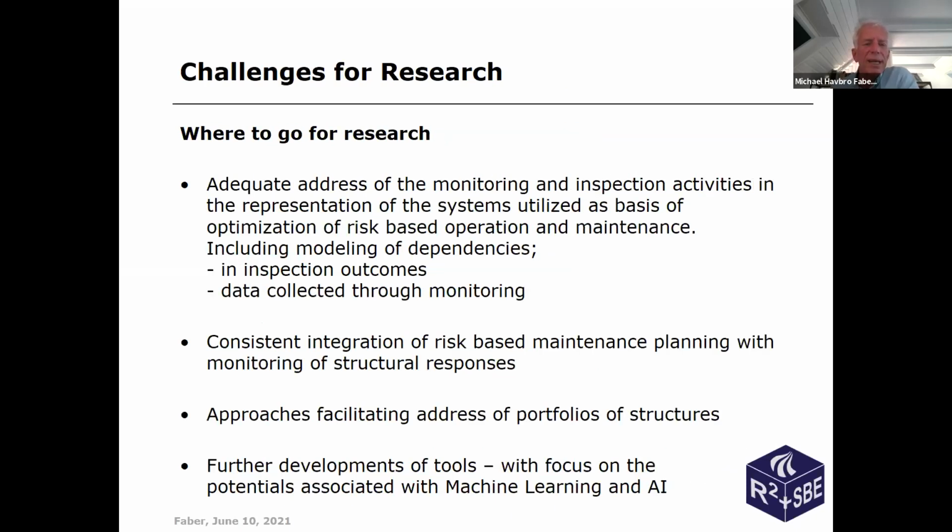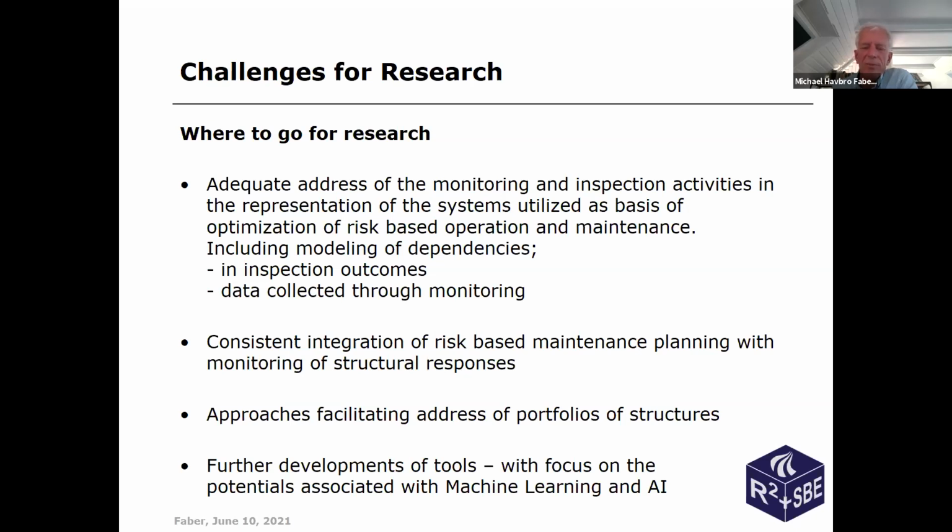In the research domain, as I indicated before, the representation of systems and the modeling of dependencies in inspection outcomes and the data which are collected through monitoring. This is something we need to address a bit more carefully. And then a consistent integration of risk-based inspection planning and maintenance planning approaches with the information we can get from structural response monitoring or load monitoring. That needs to be improved, and the tools correspondingly, of course, also.